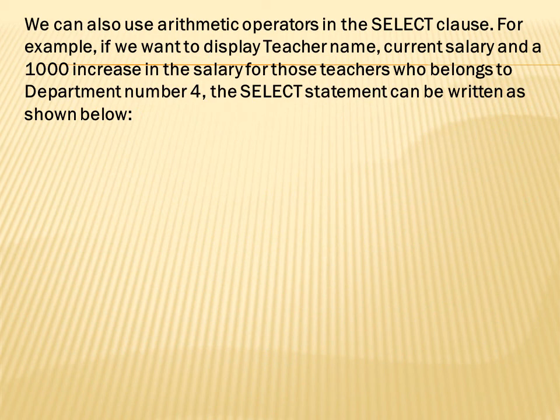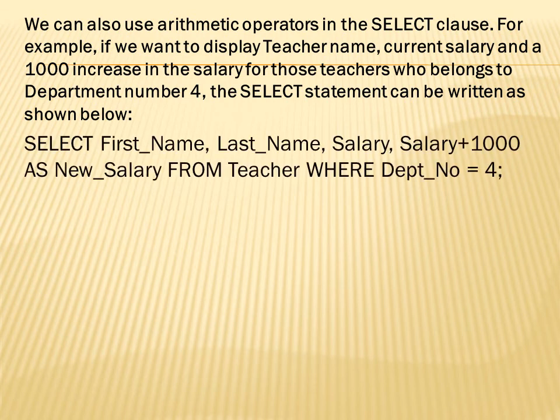And we can use arithmetic operators also. Suppose we want to increase the salary by 1000 rupees for those who belong to department number 4. So how to write it? Select first name, last name, salary, comma, salary plus 1000 as new salary from teacher where department number is equal to 4. We want to increase the salary by 1000 rupees, and we are putting a heading as new salary.